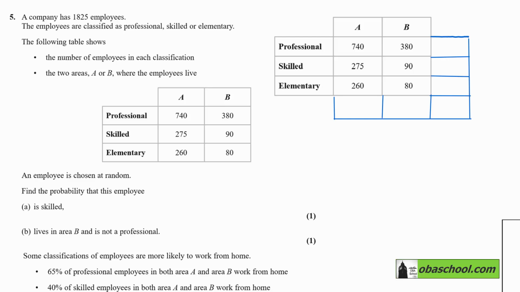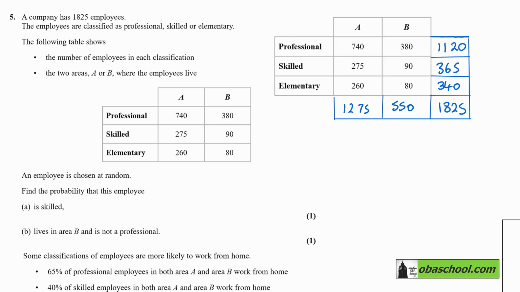Now it helps to have the totals around the table. We know that this is 1825 and the other totals will be 1275, 550, 340, 365 and 1120.